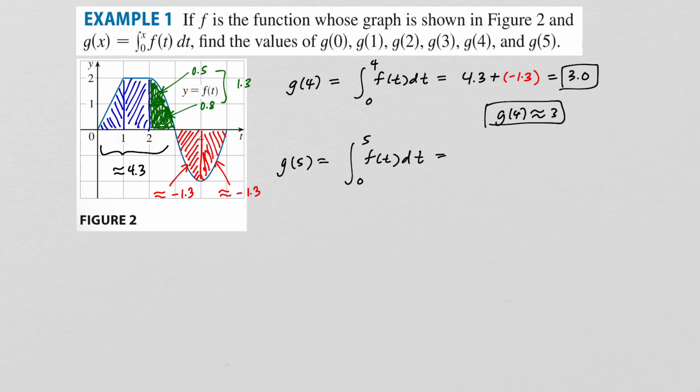So when I take the total area from 0 to 5, I have the area up here, which is about 4.3, plus the area down here, which is about negative 2.6. So we have 4.3 plus the negative area of negative 2.6. And if you put these together, you get 1.7. So g of 5 is approximately 1.7.